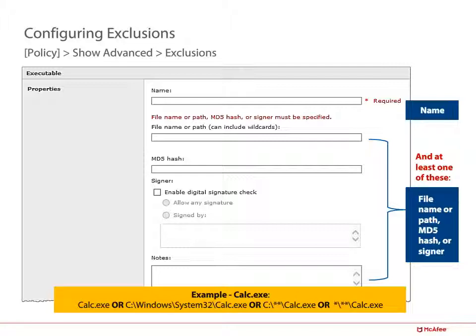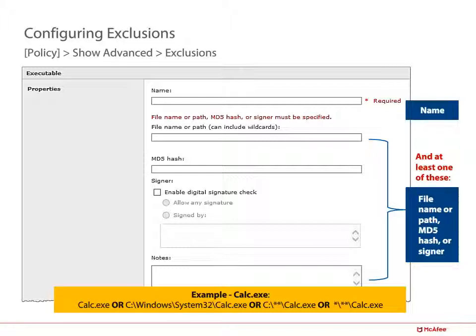and we do recommend go with something that's very unique and meaningful so that you can easily remember what this exclusion is for. And then define the different exclusions. And once again, as we mentioned before, give the file path, the file name, the MD5 hash, or the signer. And then we click Save.